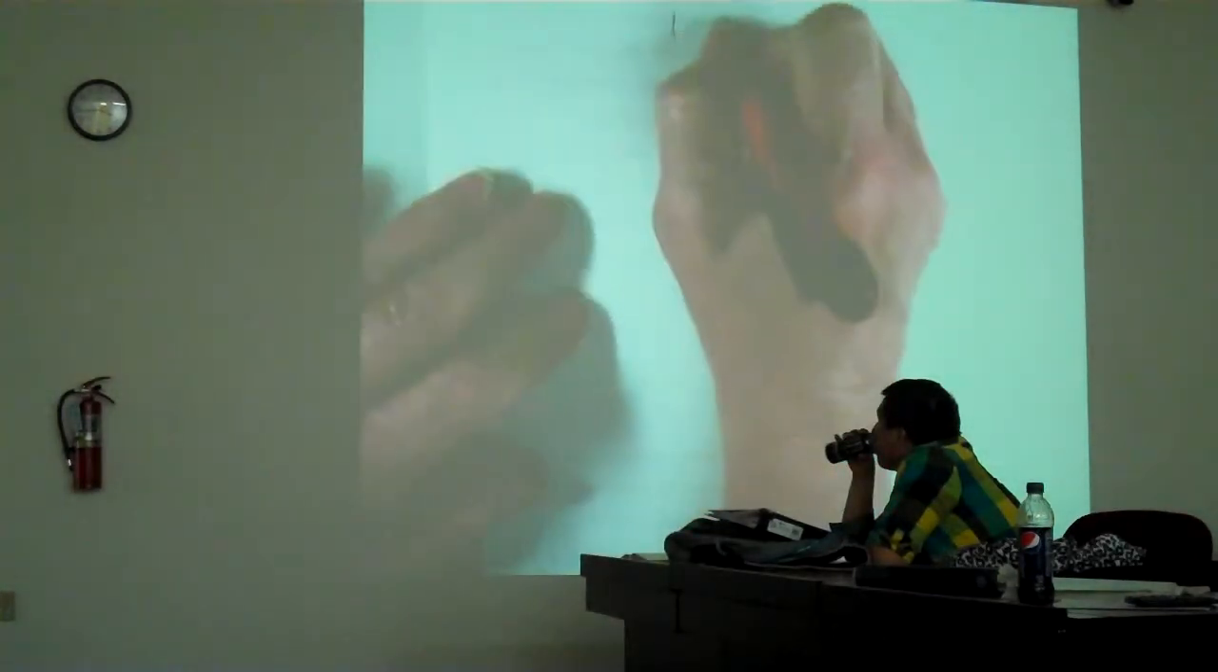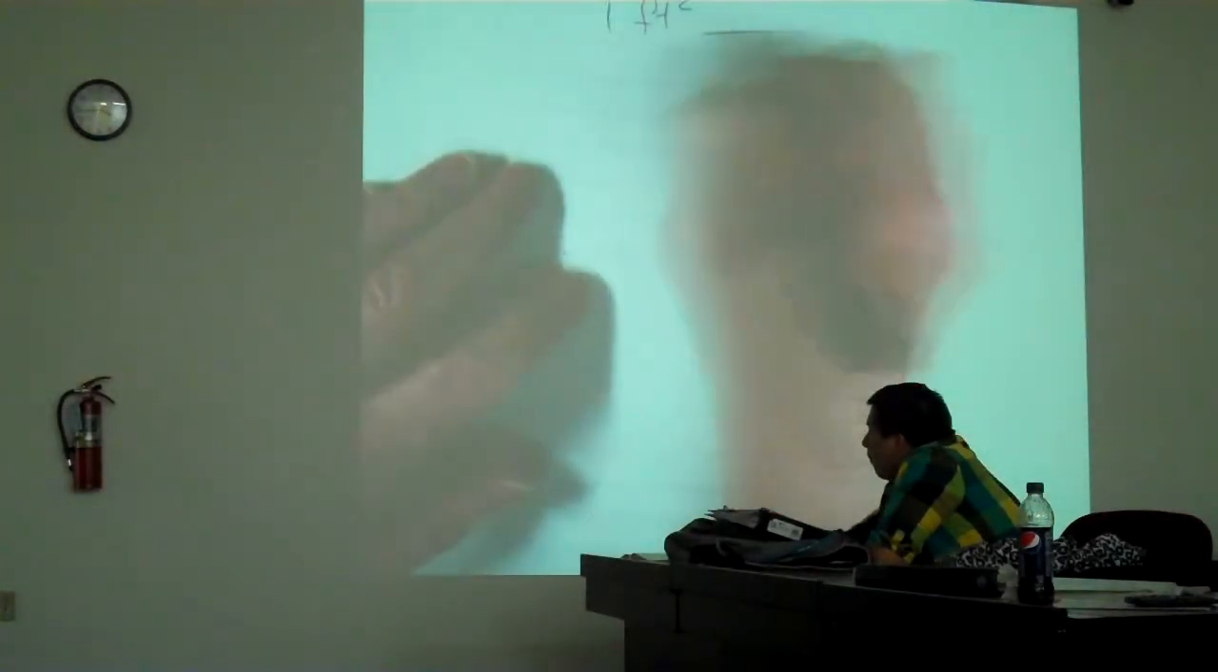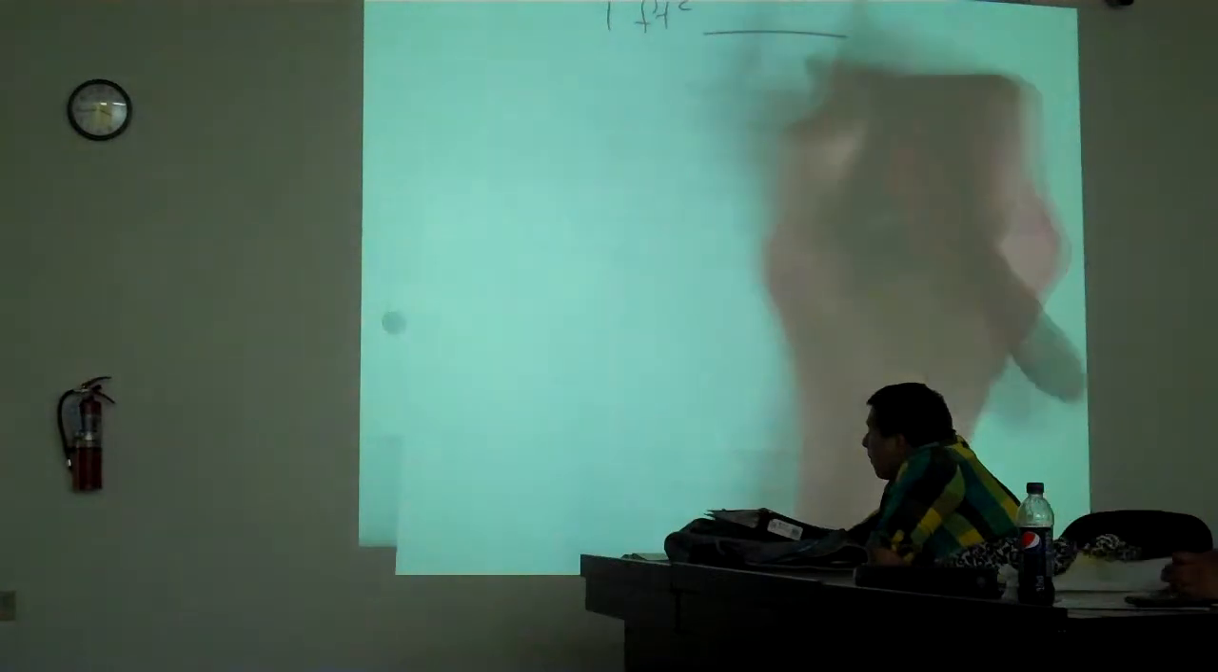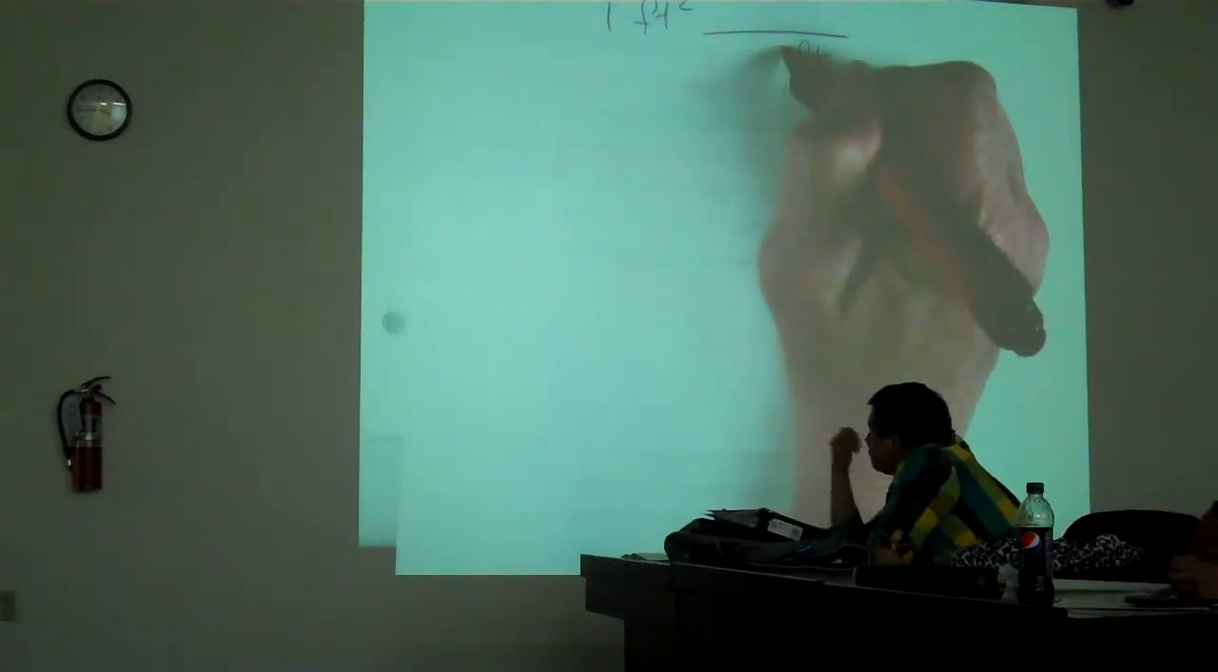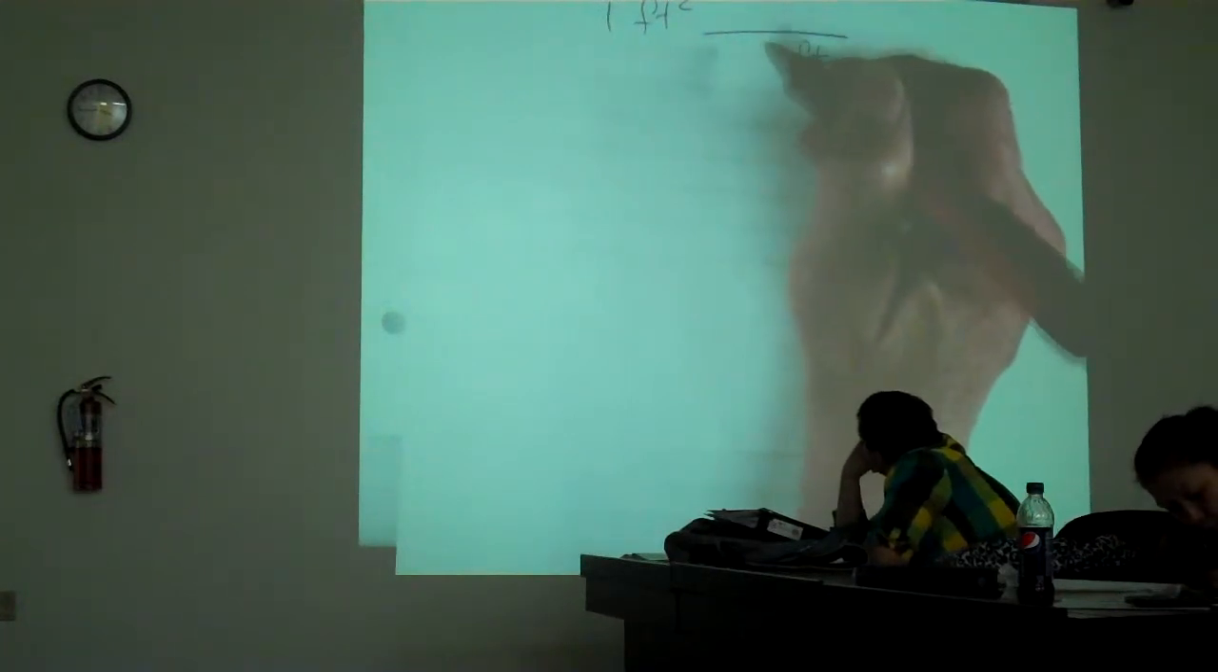1 square foot. Okay, if you're going to square inches, you're not going to have to do it this way, okay? So you can just watch this and you don't have to write it. It's up to you.